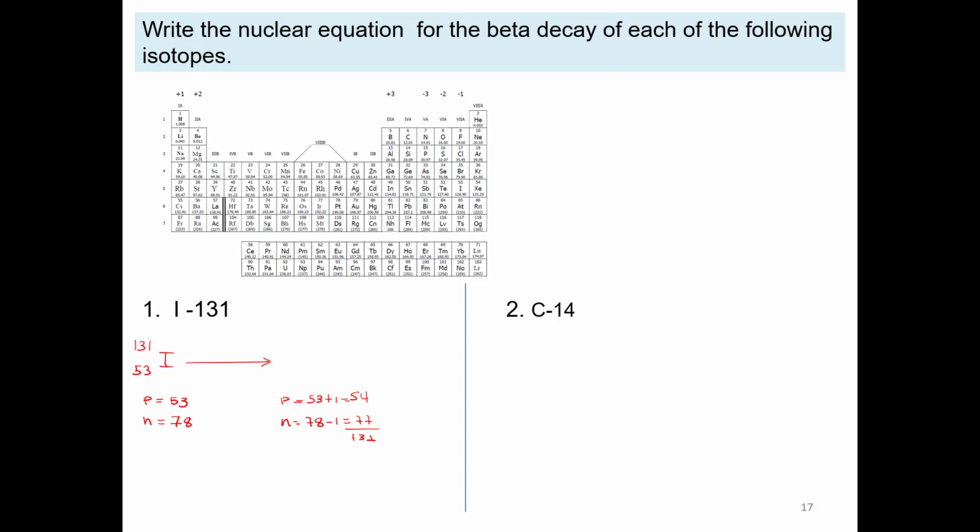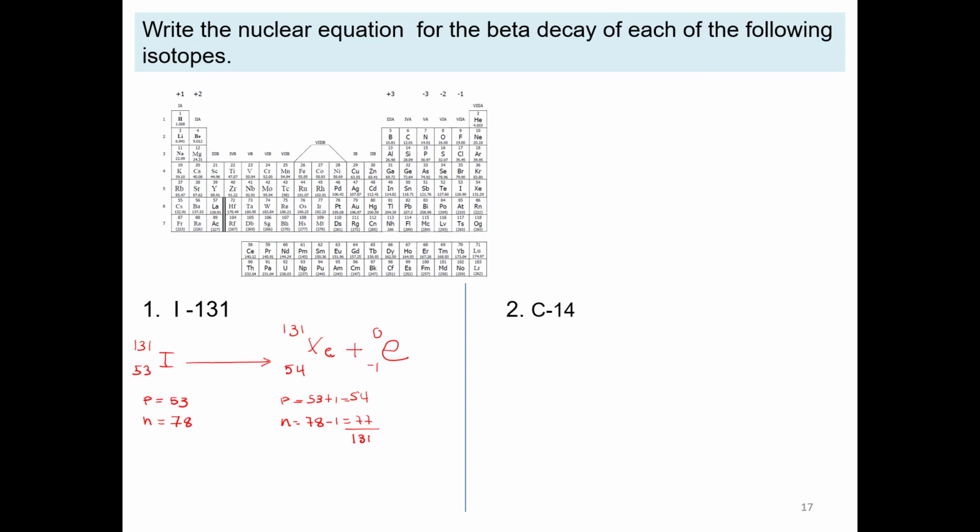And now we know the number of protons will be 54, and the mass number will be 131, plus a beta particle. Now to know what isotope we have there, we need to check the periodic table. Then 54 corresponds to xenon. Then we know this is xenon.